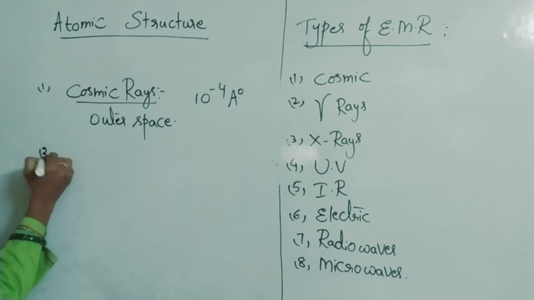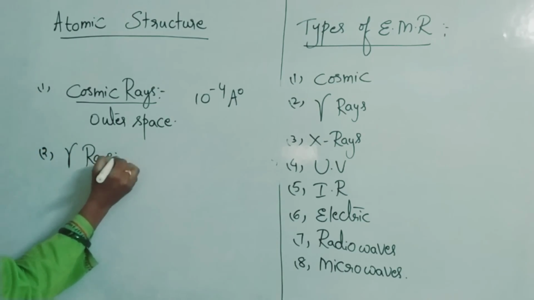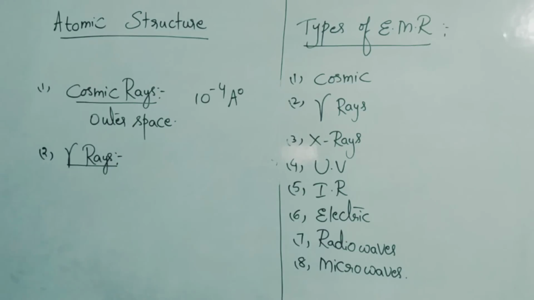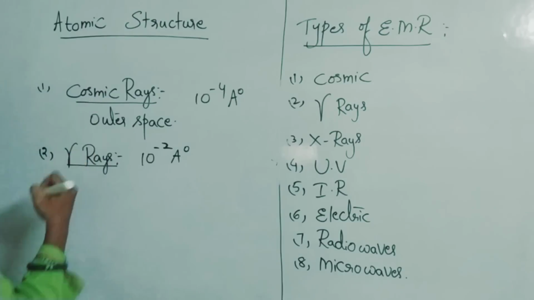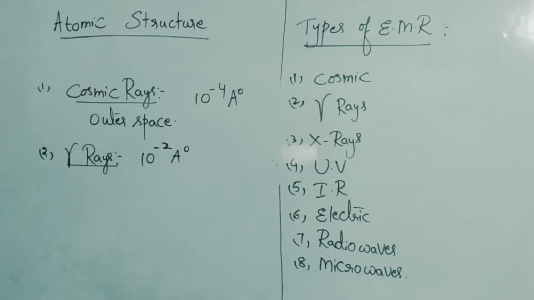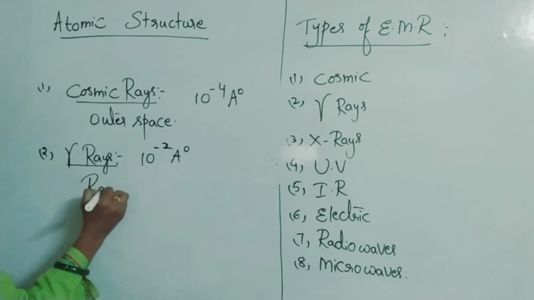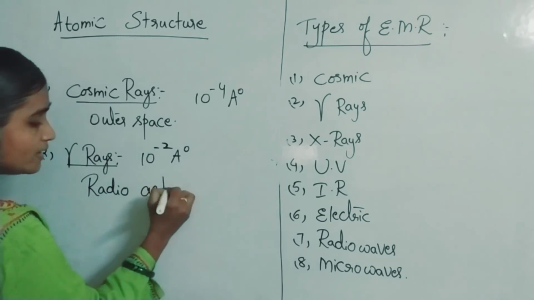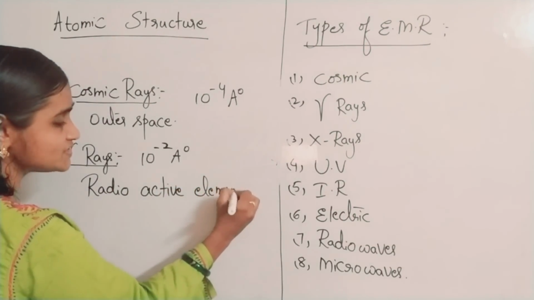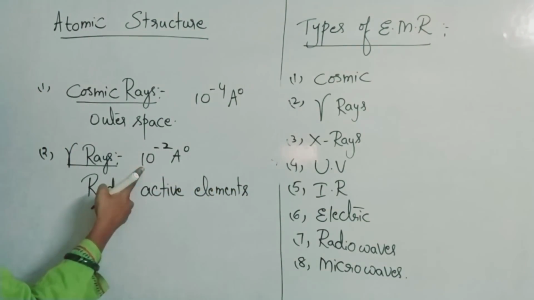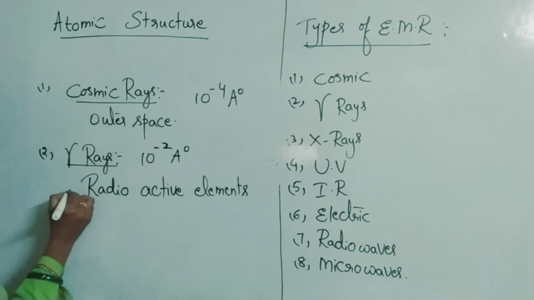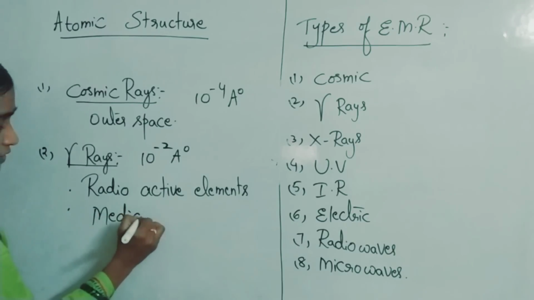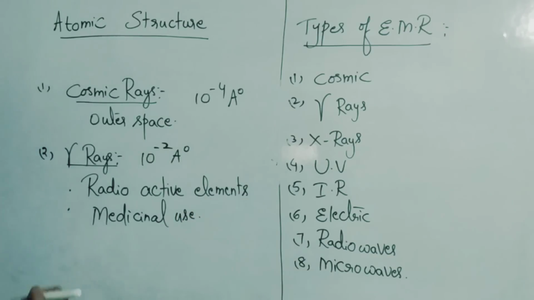And if you go for the second one, gamma rays. Gamma rays have a wavelength range of around 10 power minus 2 angstroms, a little bit bigger than cosmic rays. Their source is what? Radioactive elements like uranium, thorium. All these give you gamma rays, with a wavelength range of around 10 power minus 2 angstroms. And where do you use these gamma rays? They are useful for medicinal use.